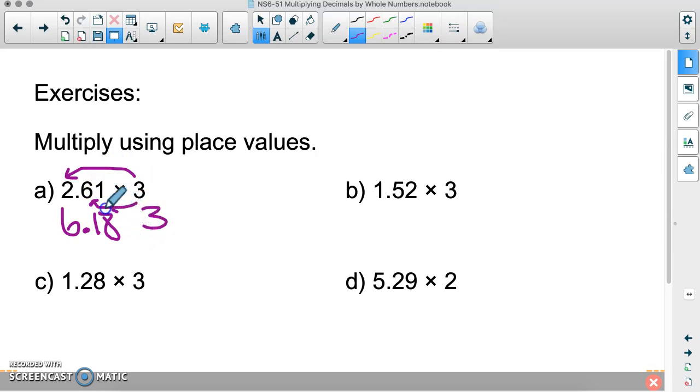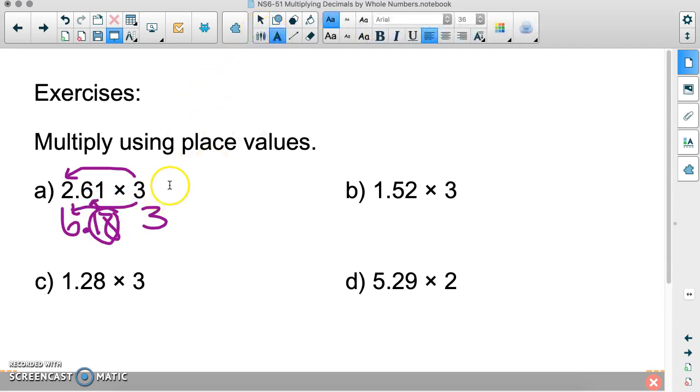Now before my answer is done, I need to regroup. So I can take 10 of these and move them over here. Okay, so my answer is going to equal 7 decimal. If I've taken 10 from 18, I'm left with 8, 3.